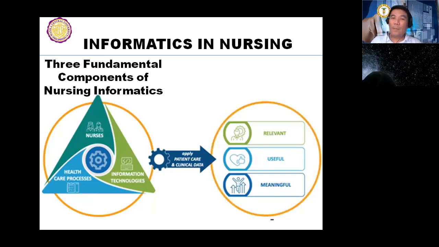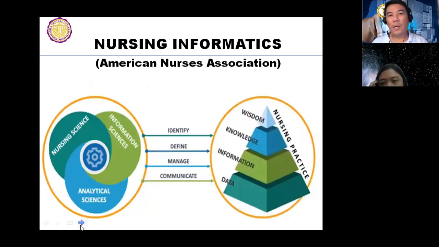The information technology, referring to the platform which I have mentioned, is the hospital information system, which will convert the patient care into clinical data. Thus, it will be converted into relevant, useful, and meaningful information. We have discussed also that nursing informatics, according to the American Nurses Association, embodies three concepts.